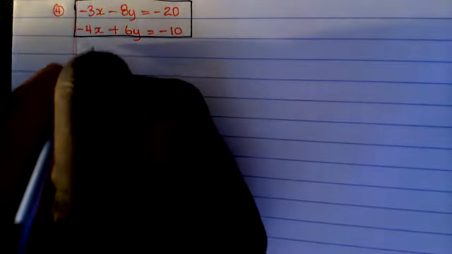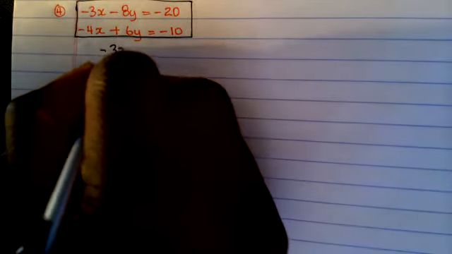Excuse me. So here, I realize that both are difficult. So what I'm going to have to do is rewrite both equations. I have negative 3x minus 8y is equal to minus 20, and I have negative 4x plus 6y is equal to minus 10. I'm going to have to make a change to both equations.